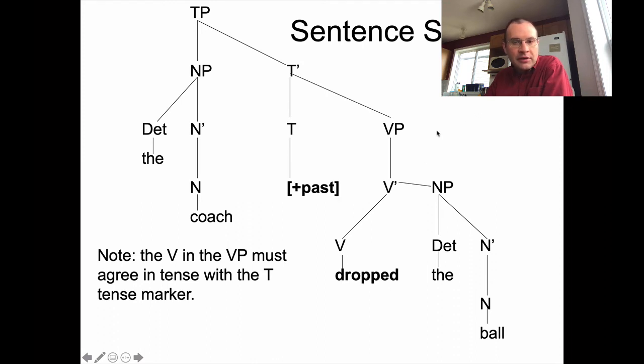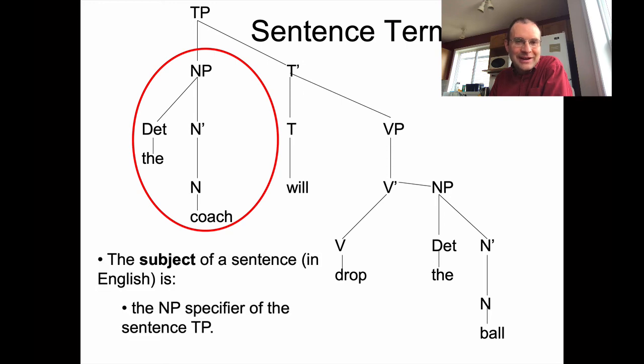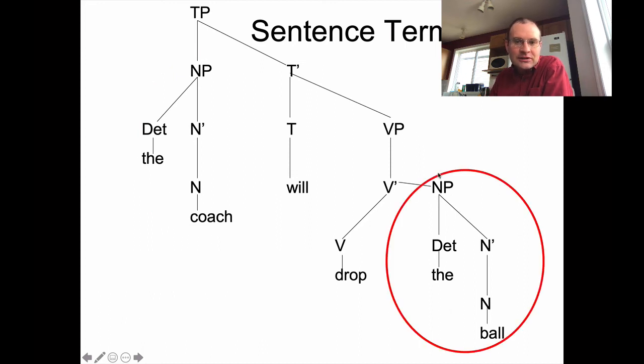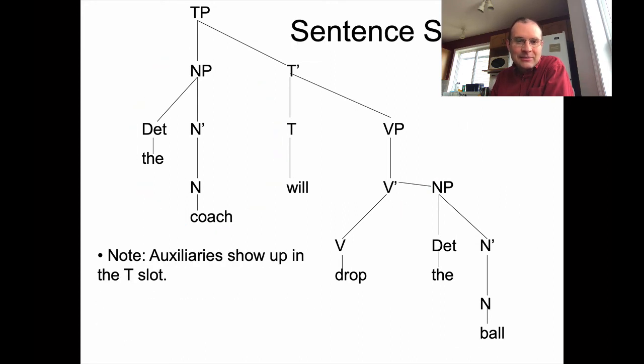So I'm going to highlight those and then point out the other aspects of this, which is two other noun phrases. So we have a noun phrase here in the specifier slot of this highest level TP. This noun phrase, as I mentioned before, is the subject of the sentence. I'll go back to that previous slide here in a second. This is our subject, this noun phrase specifier, and our object is going to be this thing here, which is in the complement slot of this VP. So the coach dropped the ball, or will drop the ball.